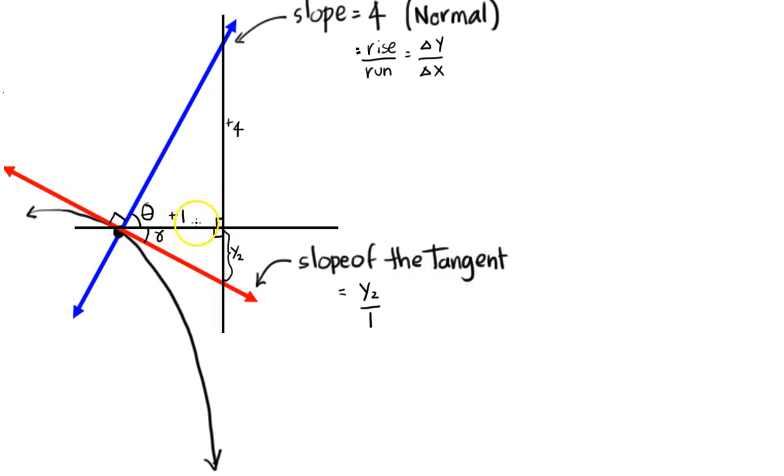Now, I've got to think about this. Let me see. What else do I have here? Okay, I've got a triangle. Now, wait a minute. Theta plus gamma is going to be equal to 90 degrees, because I did say the angle between the normal and the tangent is equal to 90 degrees. All right, and I've got an angle up here. What do I want to call that? I'm going to call that beta. I just need to call it something.